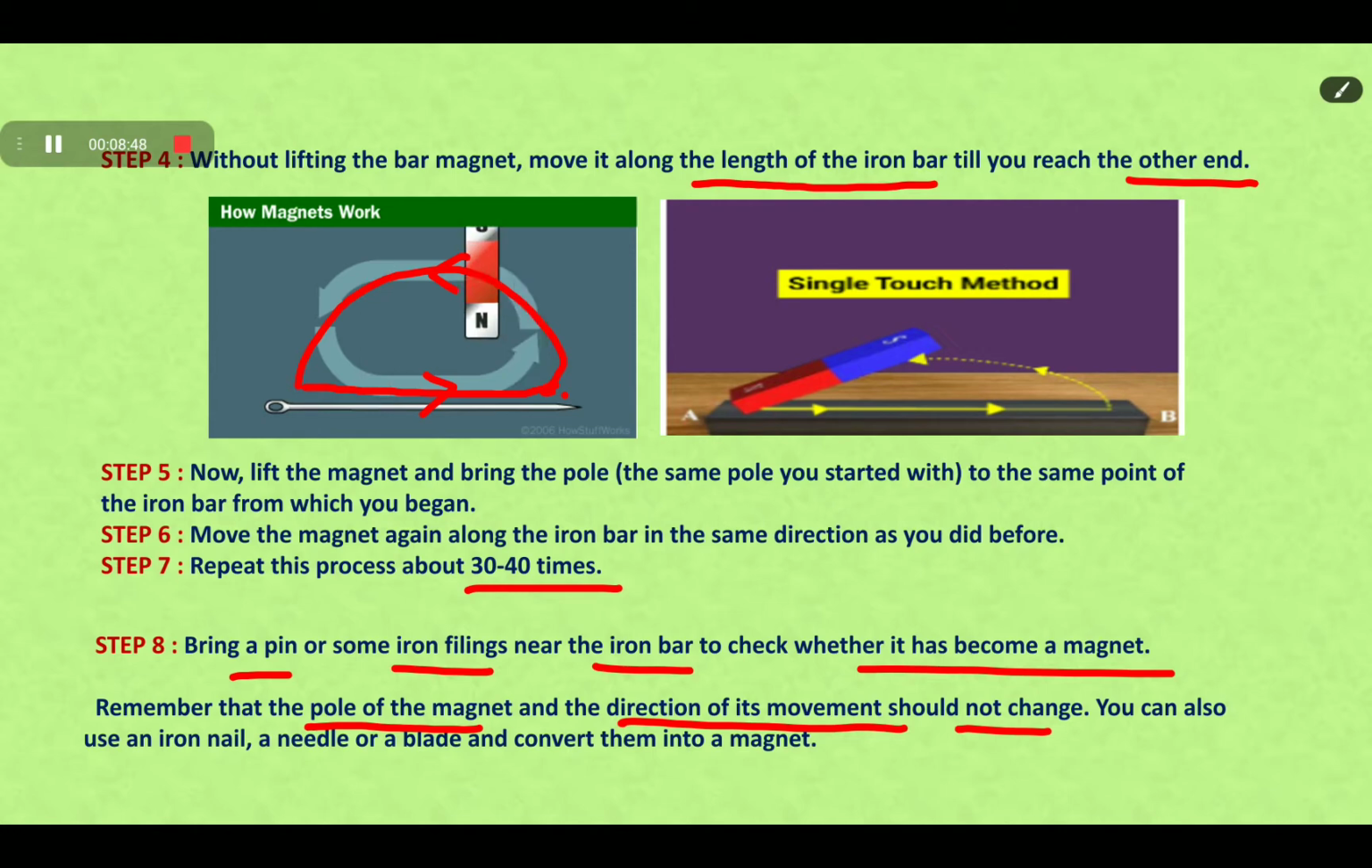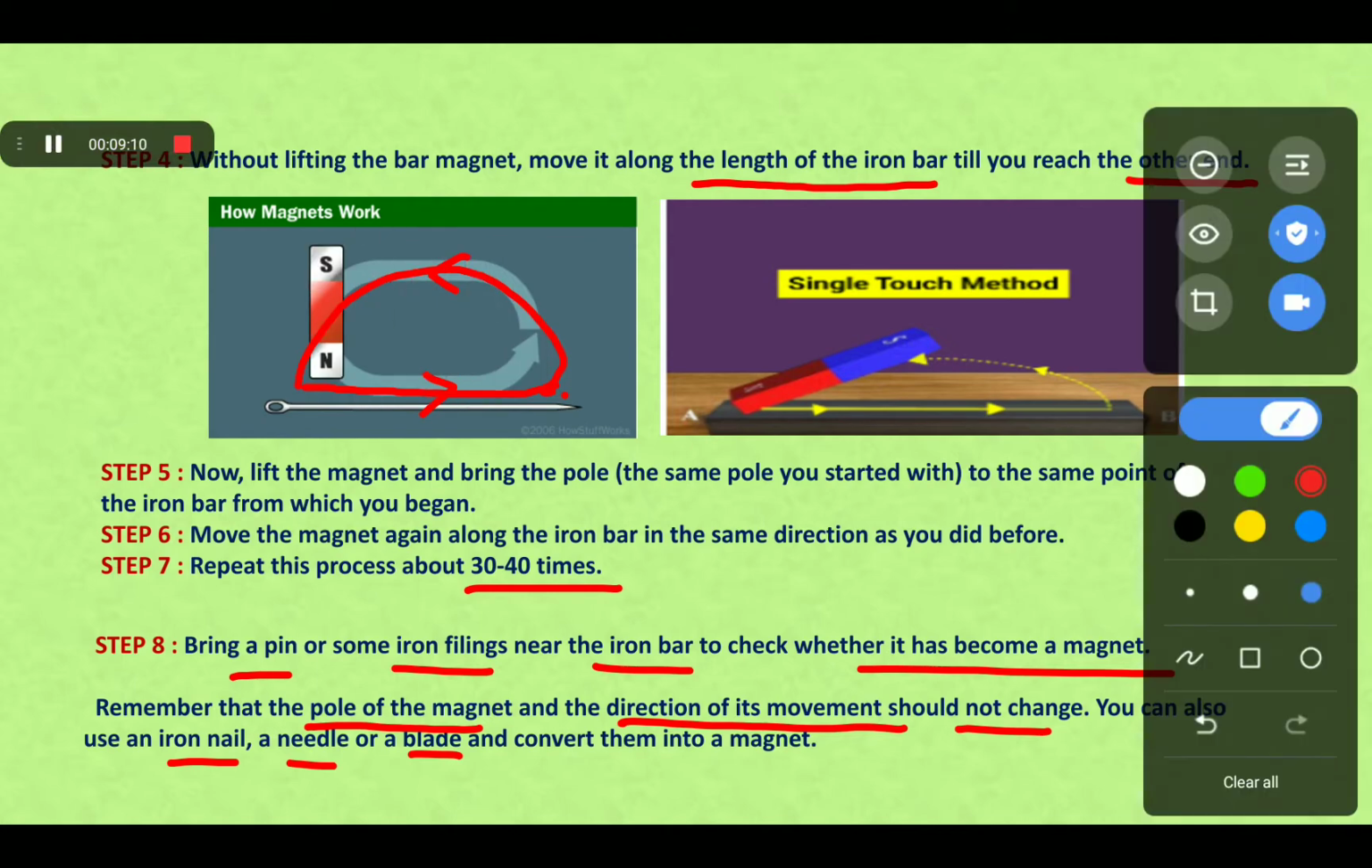Now, in place of the iron bar, we can also use an iron nail, needle or a blade, and we can also convert it into a magnet. So these are some terms, or some steps, related to becoming a magnet.